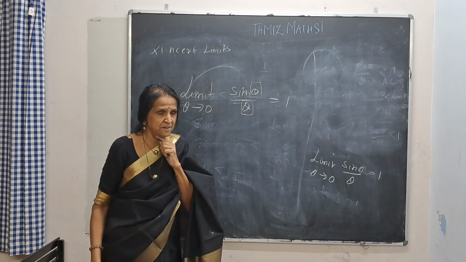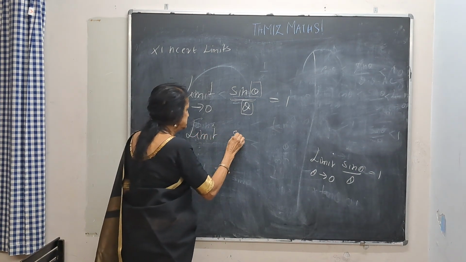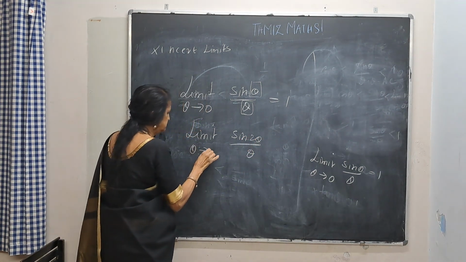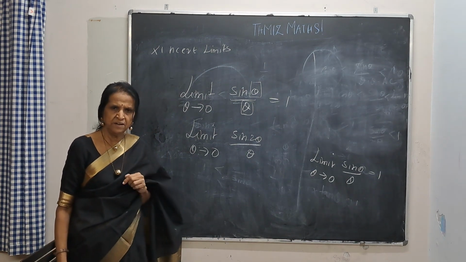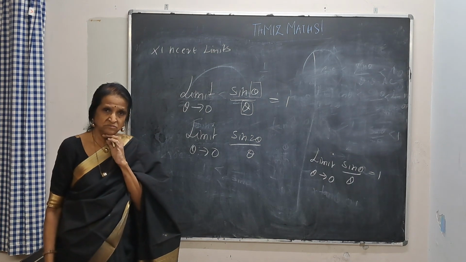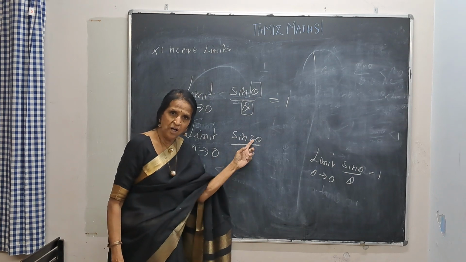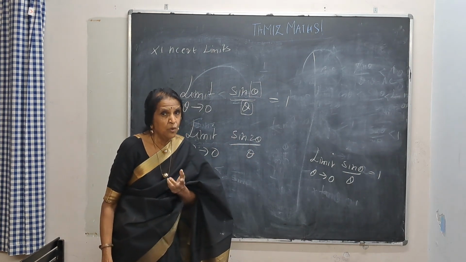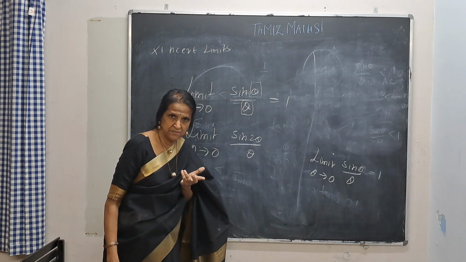What do I mean by that? Suppose I have limit of sin 2 theta by theta, theta tends to 0. When I supply the limit, without any doubt, it becomes 0 by 0. But the answer for this can't be 1. Why? Whatever you have here, the same should come here to make the limit 1.